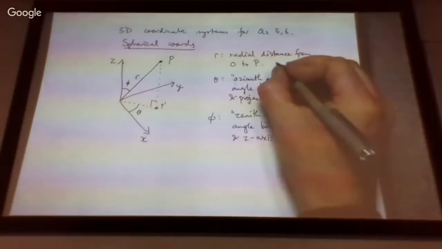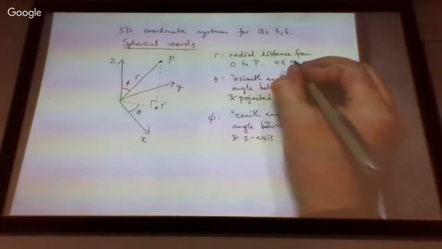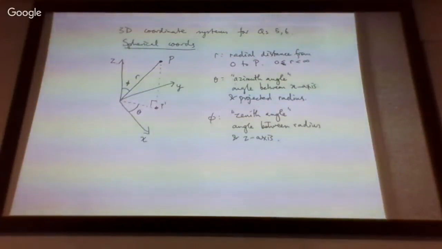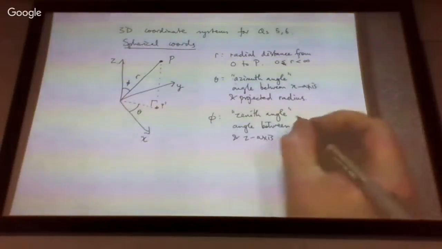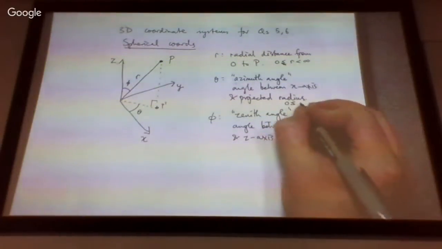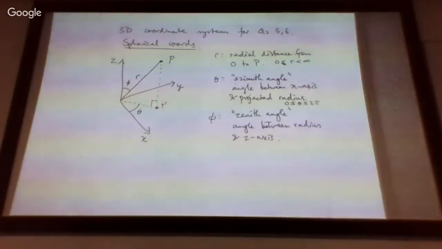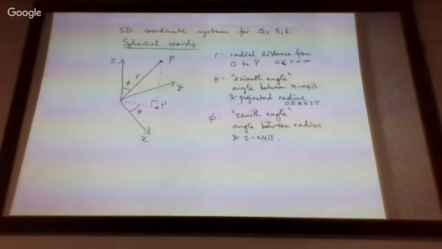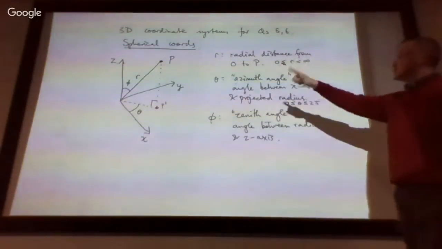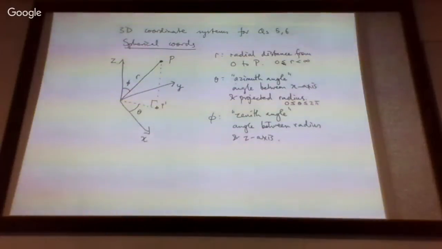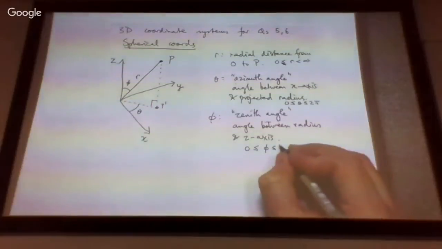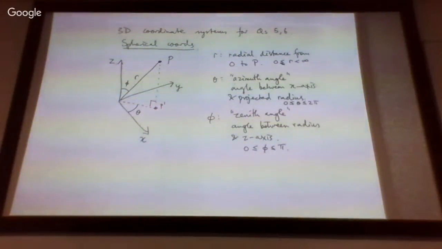So typically the radius is between 0 and infinity. We're talking about points away from the origin. The azimuth angle might be between 0 and 2 pi. So the angle theta can go around the full circle. But then phi should only go through a half circle in order to capture all the points in 3D.